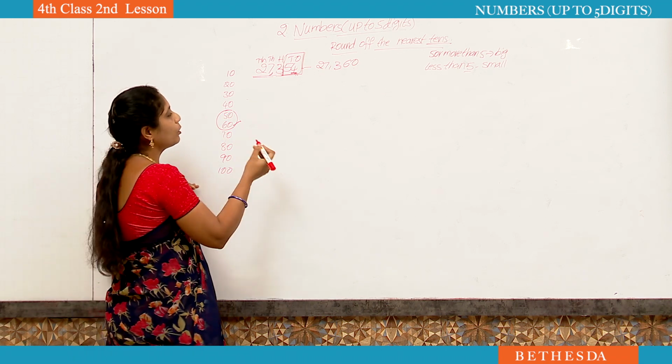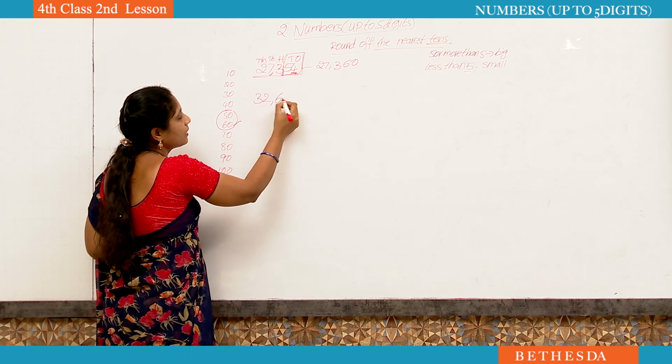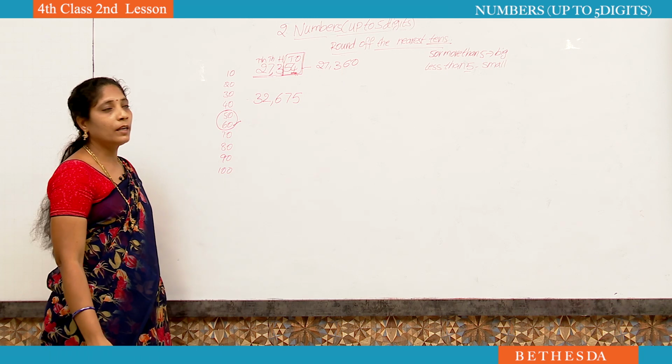Okay, I will teach one more sum. Listen carefully. See, 32,675. What is the number?